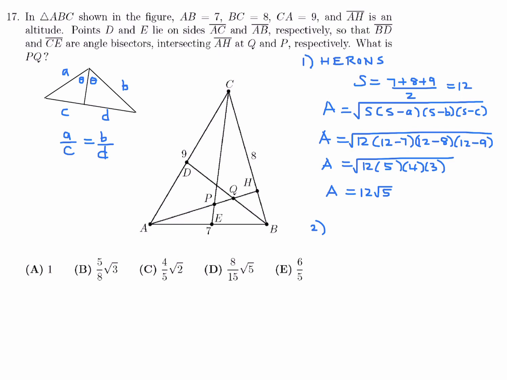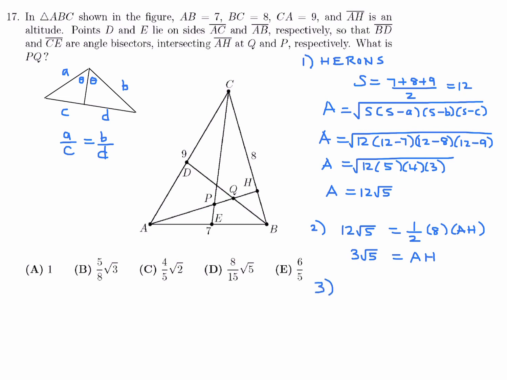Well, the area is 12 root 5, but the area can also be calculated in another way, which is that as the base and that as the height, since that AH represents an altitude. So 1/2 base, which is 8, times the height, which is AH. And therefore AH will become 12 divided by 4, which is 3 root 5. And there we go. So making some excellent progress here.